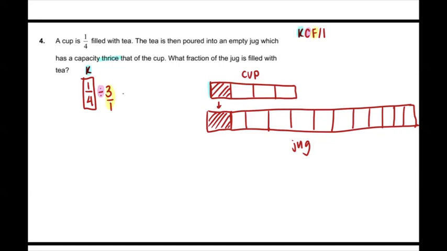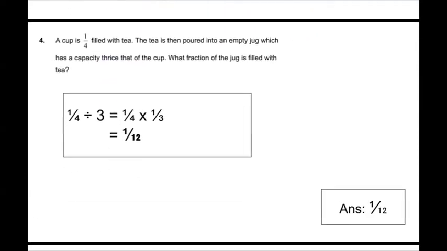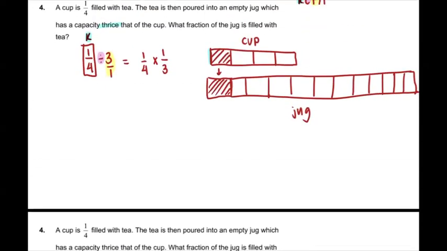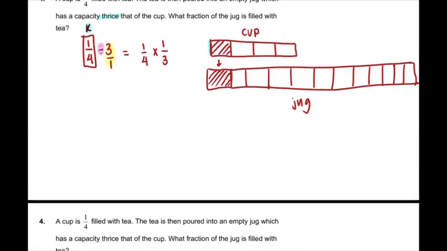Okay, so how do you solve this? It'll be 1/4 multiplied by 1/3. That would give you the answer. Okay, so keep, change, and flip. So 1/4 multiplied by 1/3, you will get 1 out of 12, which is exactly the same as your model. Okay, so 1 out of 12.